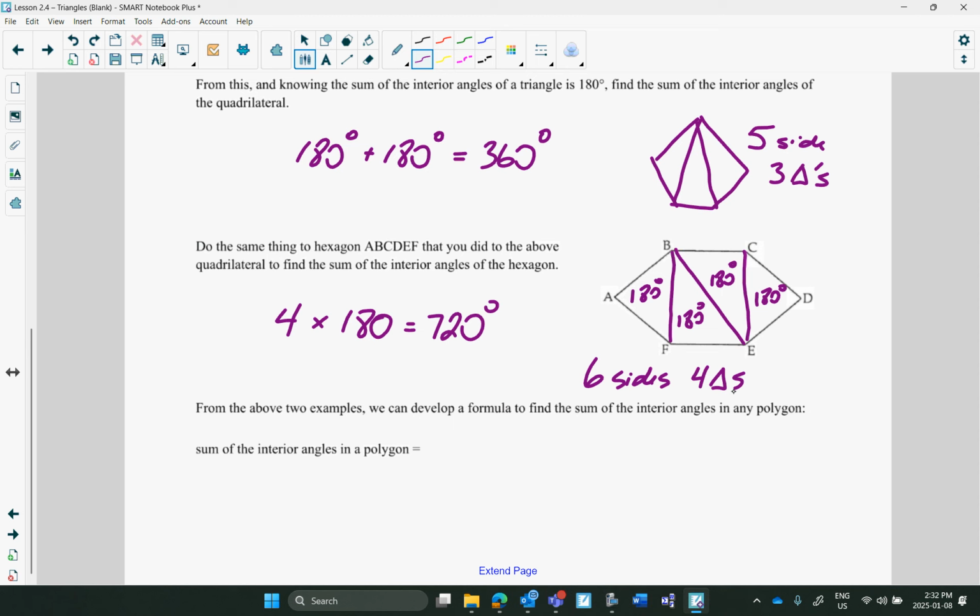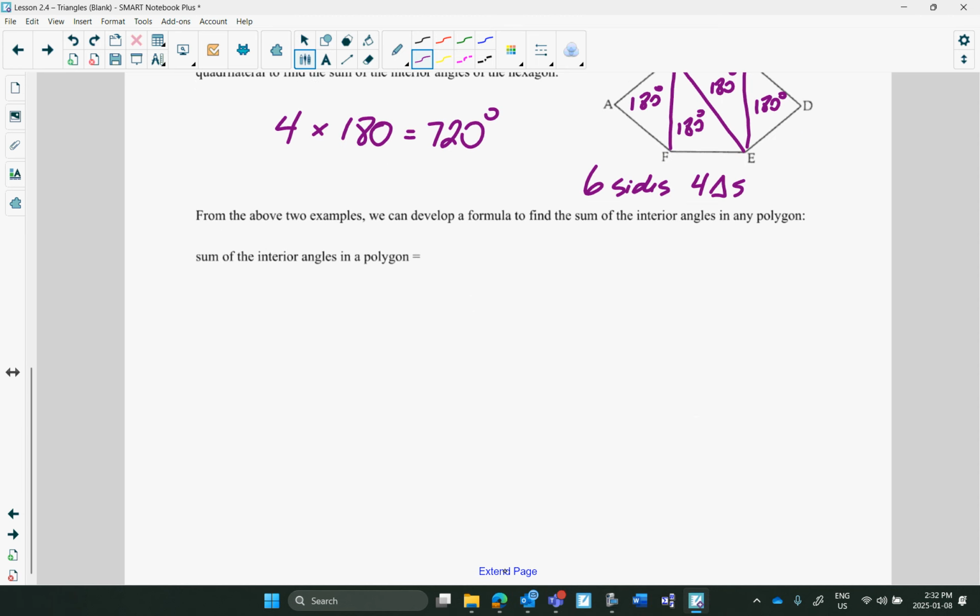So we can make a formula out of this. And the formula is, to find the sum of the angles, you do n minus 2 times 180. That's it. Where n is the number of sides in the polygon.